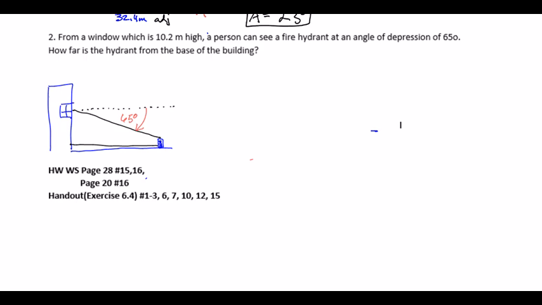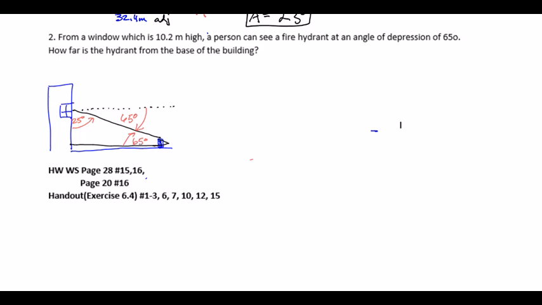Now because this is 65 degrees, I could use a Z pattern here. Let me just extend this line out a little bit. So imagine there's a Z. Where else is 65 then? 65 is right here. Now you also know that the angle between the vertical and the horizontal is 90. So that means this angle here is 25 degrees.